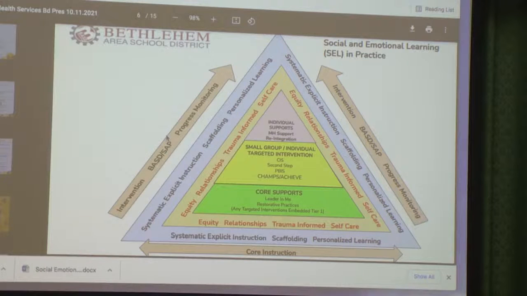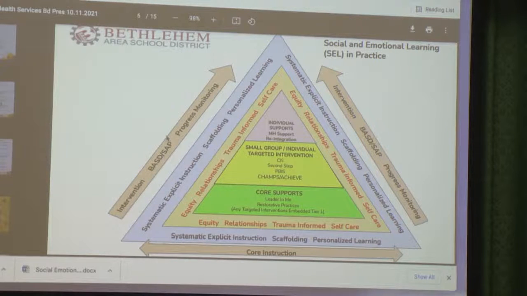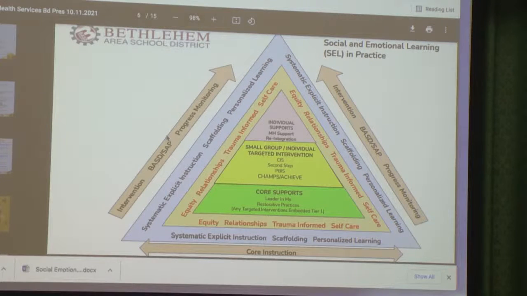It can't be in isolation, which is where you see the outer edges of that triangle. We've got to embed everything we do with social emotional health to our work with equity, relationships, and trauma-informed care. Trauma-informed care is the science behind everything on this triangle. So we've got to understand that. And the work that we put in 2018-19 and 2020 before the shutdown, doing all that training with trauma and helping our staff understand their own trauma as well as that of our students and how that manifests in the classroom, the science of that is what goes into Leader in Me and restorative practices.